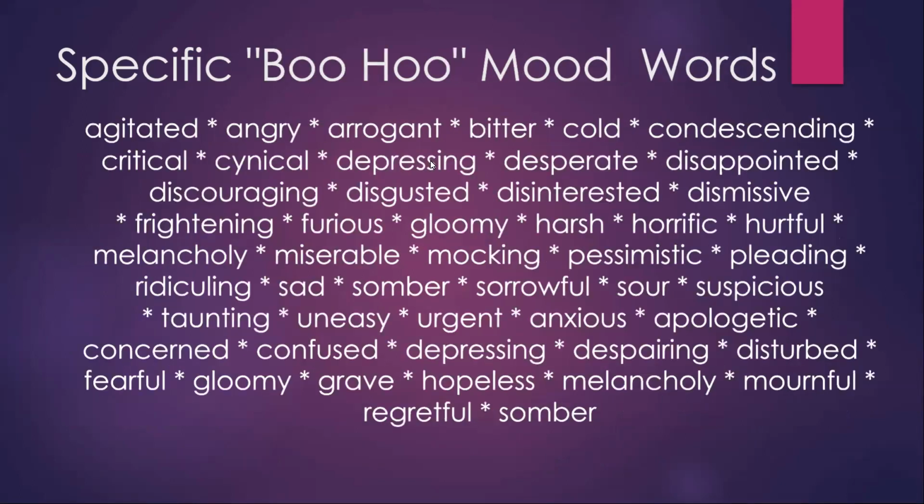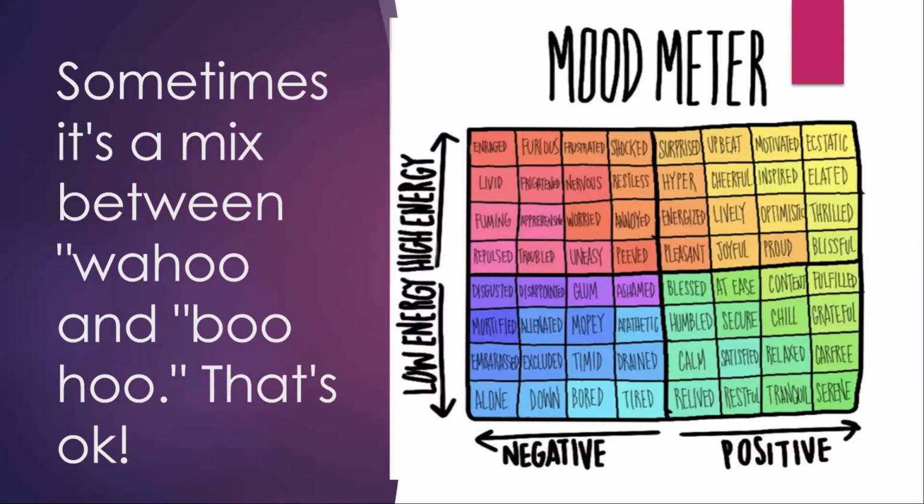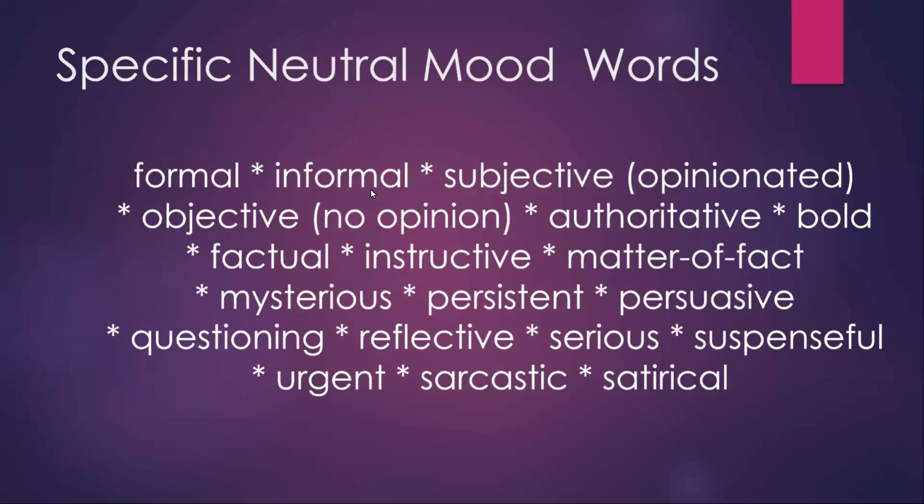Now that we've established that, here are some boohoo words that might be helpful. And it gets hard because sometimes a text is a mix between wahoo and boohoo, and that's okay. So sometimes you might need some words from the wahoo column and some words from the boohoo column. And there are also neutral words like informal, matter of fact, mysterious, persistent. These words aren't necessarily good or bad, but kind of neutral, but they're also really helpful in describing the mood. Sarcastic can be a good or a bad thing depending on the context of the piece. So there are some neutral words that you can choose from too.